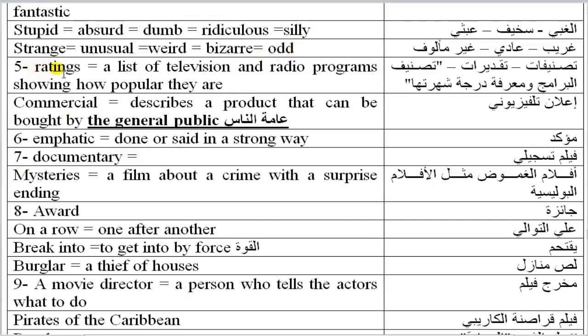5. Ratings. Ratings: a list of television and radio programs showing how popular they are, how famous they are. Commercial: a commercial describes a product that can be bought by the general public. Bought, American, British, bought, buy, bought.